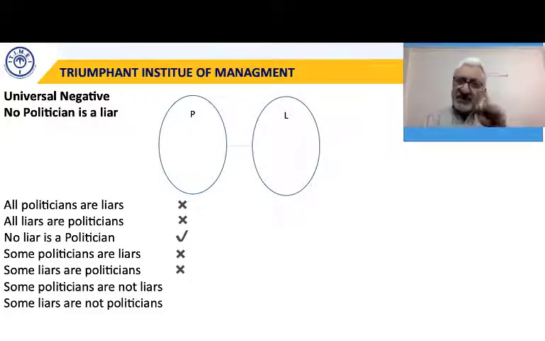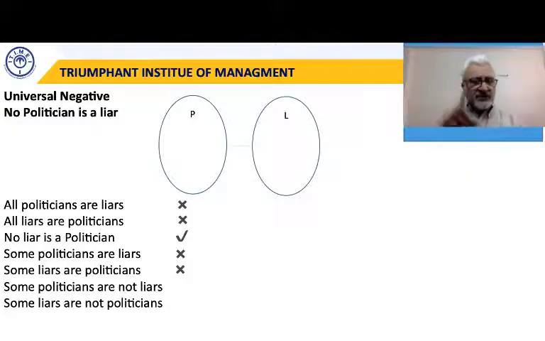All right. So let's say if no politician is a liar, is it true that one politician is not a liar? If I say that no student is a fool, will it also be true that one student is also not a fool?